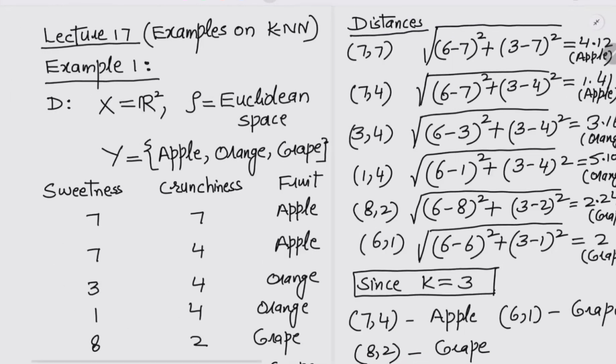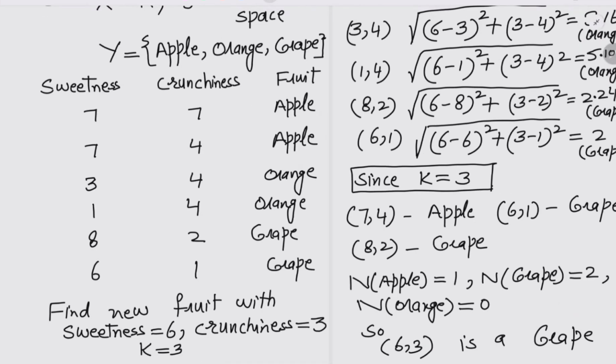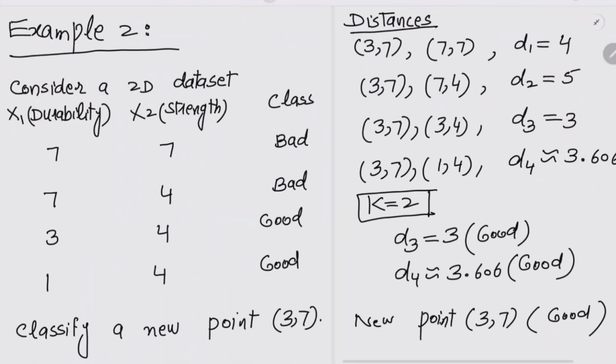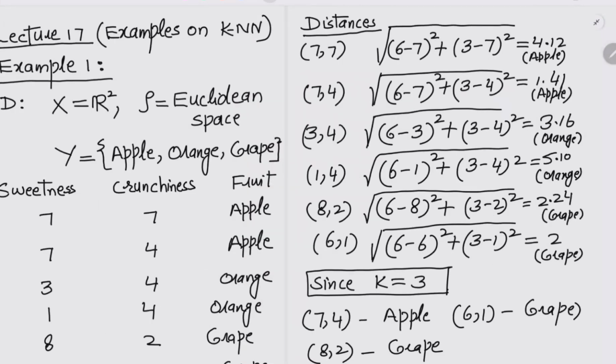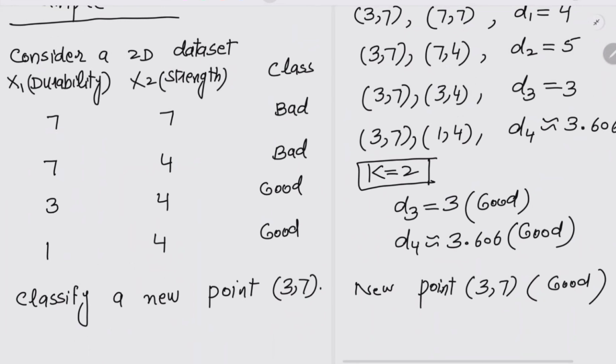So that's how you find K and N, and how you find the label of an unknown point. Let me give you another example. This is the second example. If you did not understand example 1, then you can understand this easily.